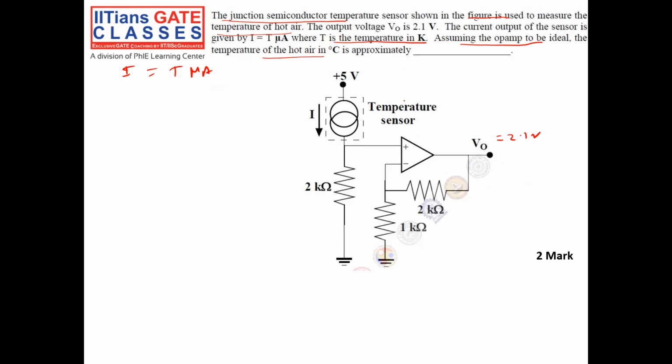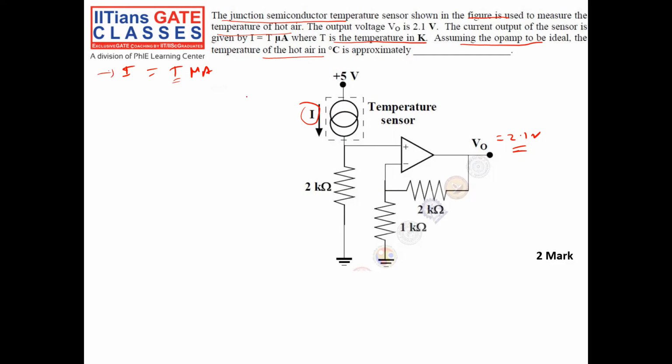So in this, what is given? When my output measured is equal to 2.1 volt, at that point, what is the temperature measured by the sensor? This is the question given. First thing, if I can know the current I, from the current I I can easily know my temperature, because my current I is directly related to temperature.